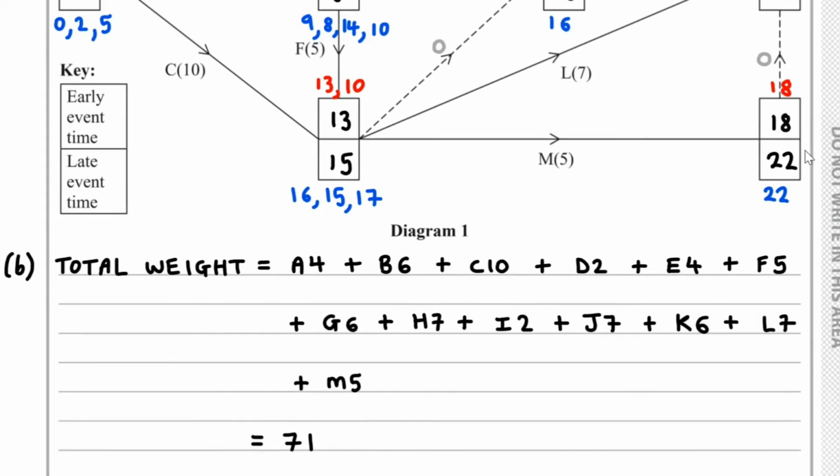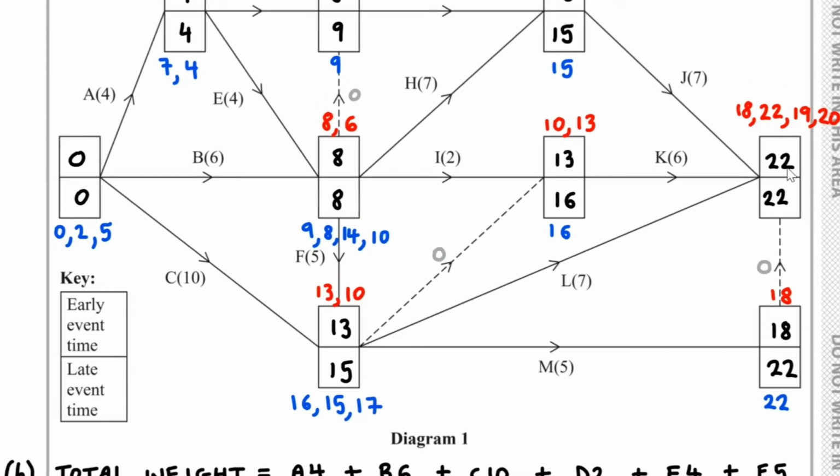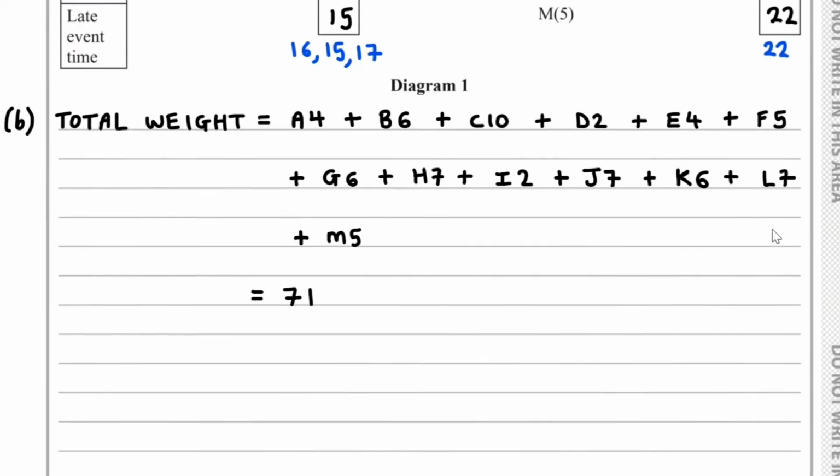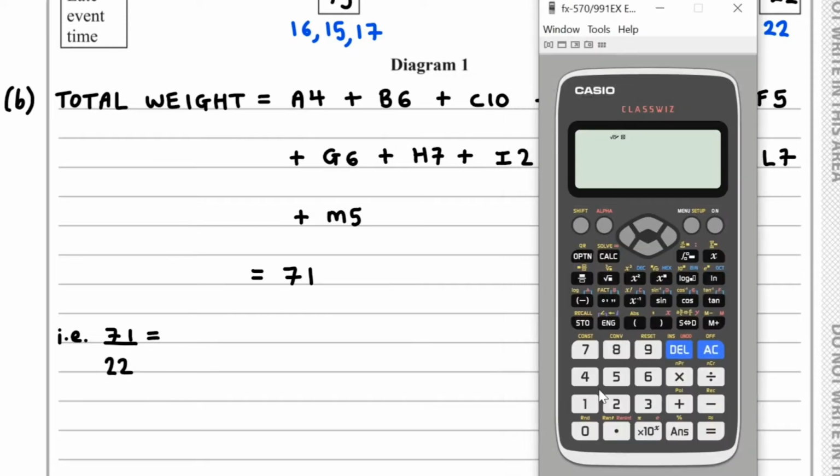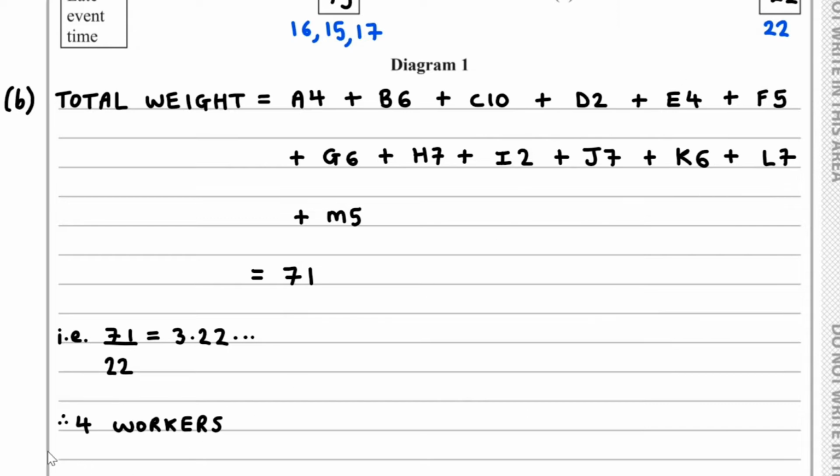Now the minimum completion time is 22. So what we now need to do is work out 71 divided by 22, and if we work this out, we get 3.22, etc. And therefore, with this lower bound, we can conclude we require 4 workers.